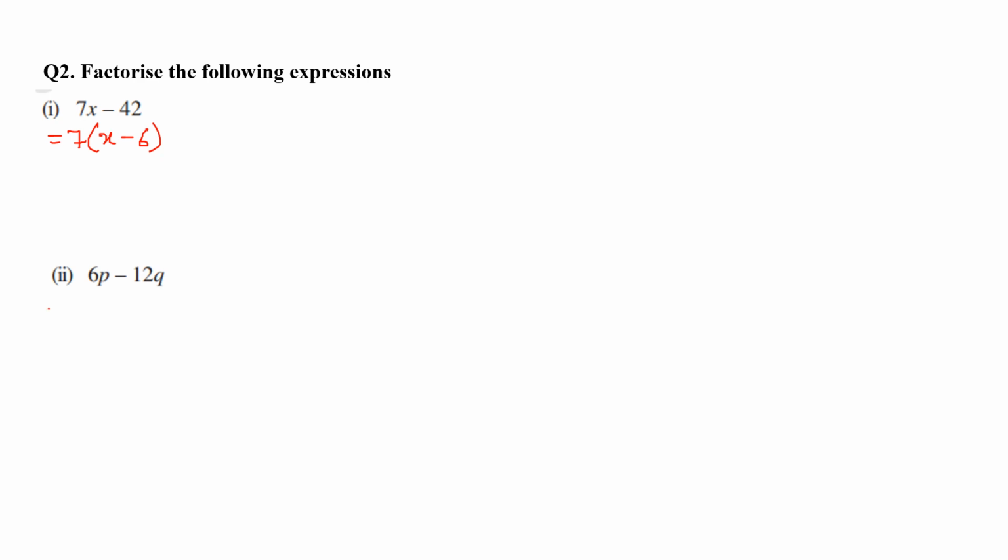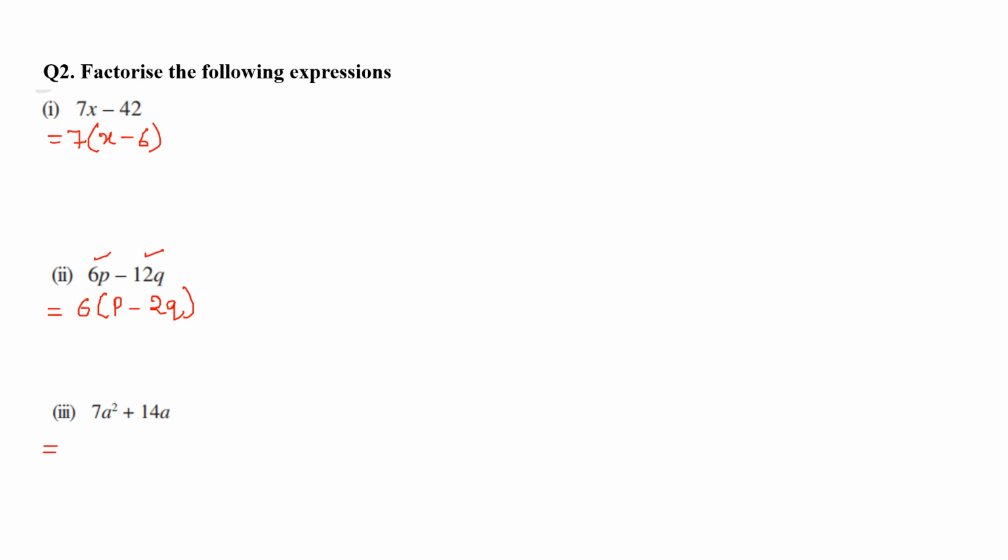Now the second one, 6p minus 12q. Again, the highest common factor of 6 and 12 is 6 only. And variables p and q are different in both the terms. Nothing is common in the variables, so the common factor will be only 6. So it will be 6 times p minus 2q. And you can multiply: 6 times p is 6p, 6 times 2q is 12q. So this is the factorization.